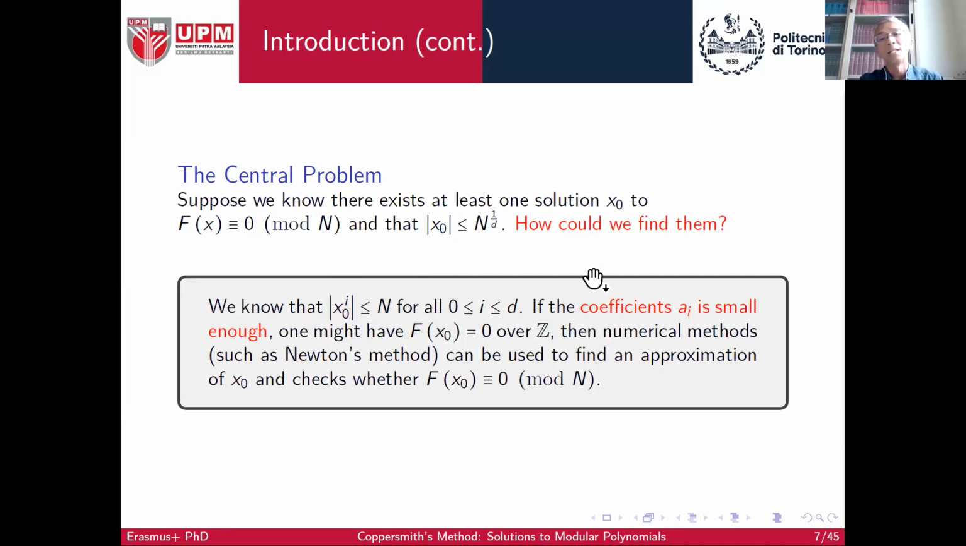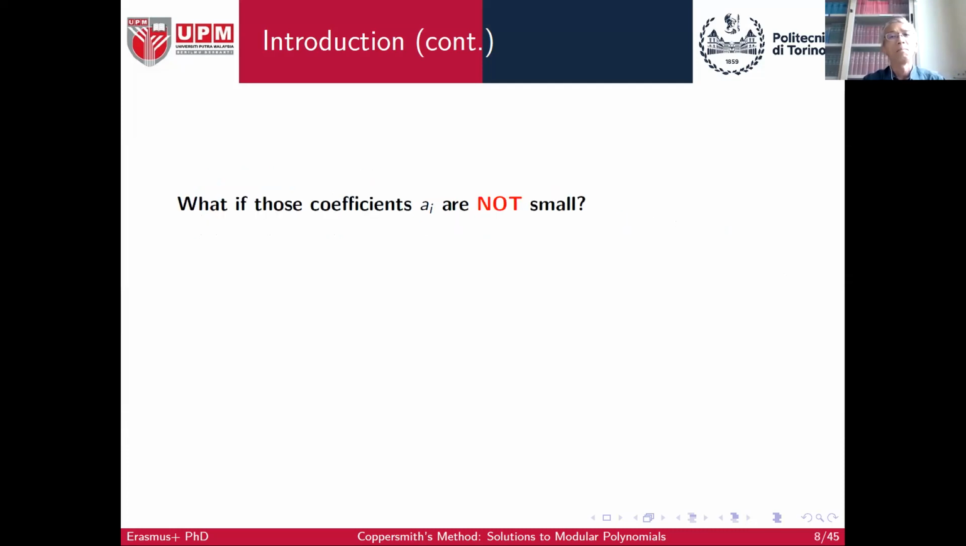And in this case, any numerical method such as the Newton-Raphson method can be used to find such an approximation. And then we check whether this approximated value is indeed the root of the modular polynomial or not. So if the coefficients a_i are small enough, then this method is applicable. But what if these coefficients a_i are not small?